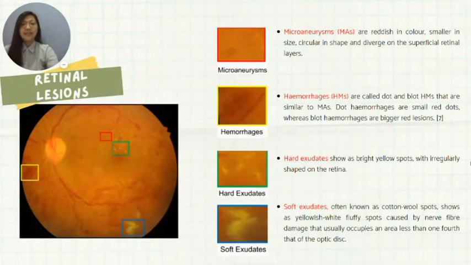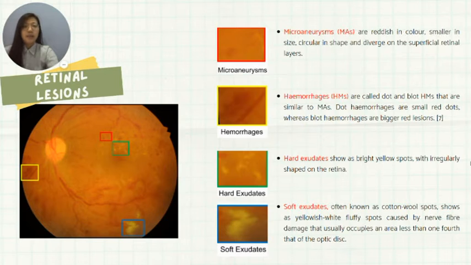Besides, each of the retinal lesions present due to diabetic retinopathy has its own property. In the NPDR stage, there are 4 main types of retinal lesions that might be present, such as microaneurysms, hemorrhage, hard exudate, and soft exudate. Microaneurysms are reddish in color, small in size, circular in shape, and located on the superficial retinal layer. Hemorrhages are called dot and blot, and they are similar to microaneurysms. Dot hemorrhages are small red dots, whereas blot hemorrhages are bigger red lesions.